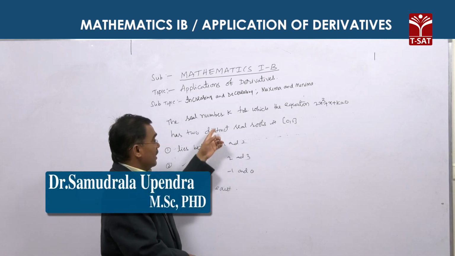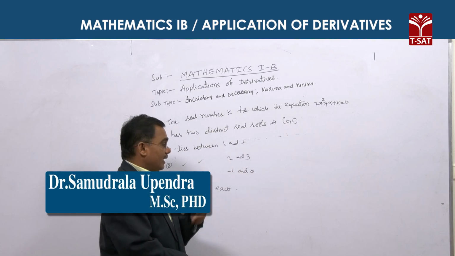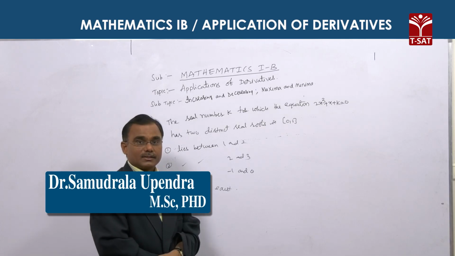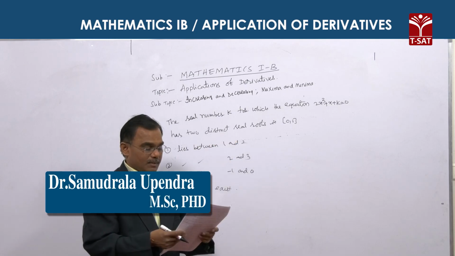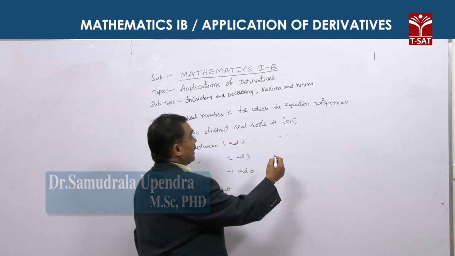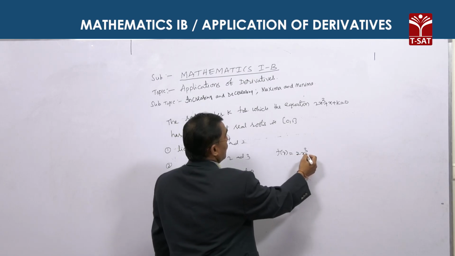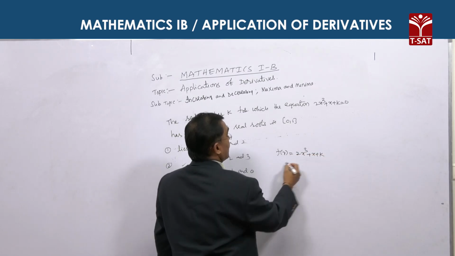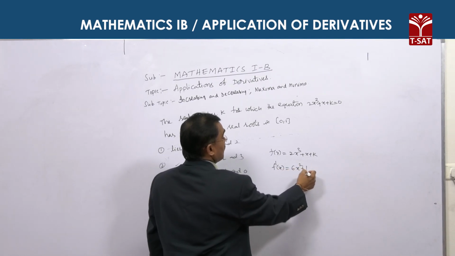Then the real number k lies between 1 and 2, 2 and 3, -1 and 0, or does not exist, is given. The given equation has two real roots. First, the given equation is f of x equal to 2x cube plus x plus k. Find f dash x. What is f dash x? 6x square plus 1.